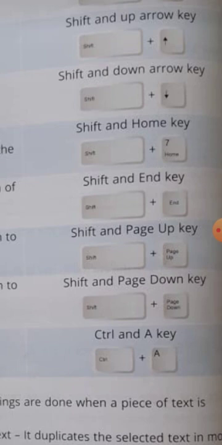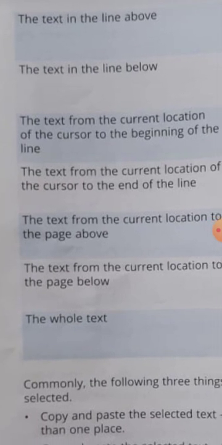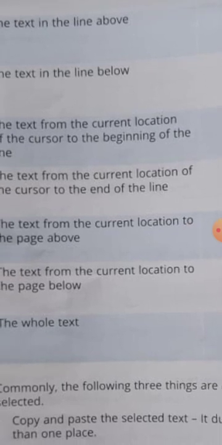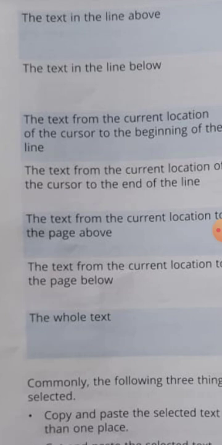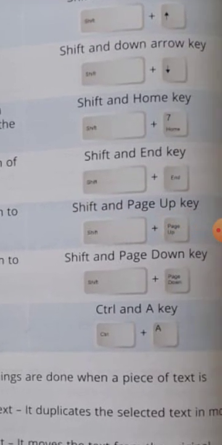Next, Shift with Page Down key. Whenever you press Shift with Page Down key, the text from the current location to the page below will be selected. Means from where your cursor position is, to the page below the current position of the cursor will be selected. Next, Control plus A key.